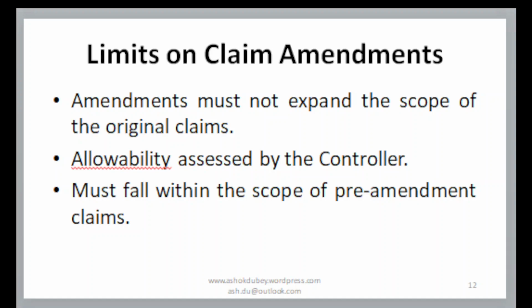Then there is a limitation on claim amendments. Like you have a limitation in the amendability of a constitution, you cannot distort the basic structure. Similarly, here you cannot go beyond the scope of the original claims of your application. That is, amendment must not expand the scope of original claims. Allowability is assessed by the controller, and claims must fall within the scope of pre-amendment claims.